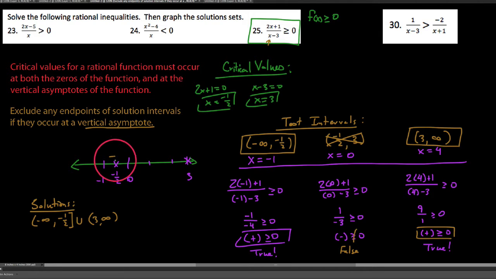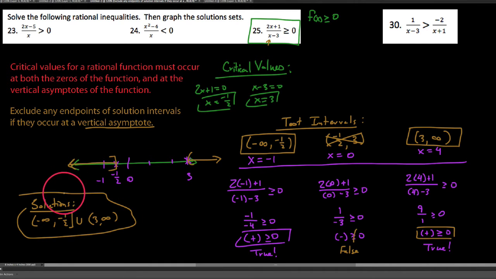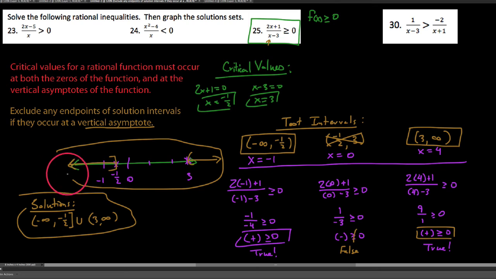And in terms of what this graph would look like, we would say that everything to the left of and including negative a half, but everything to the right of 3 but not including 3. So here would be our solution intervals, and this would be our solution graph.